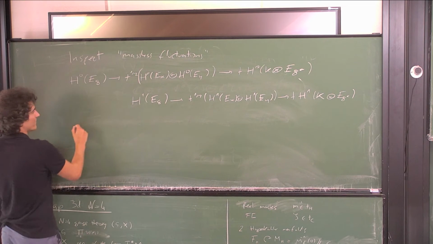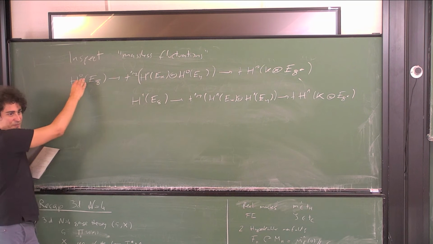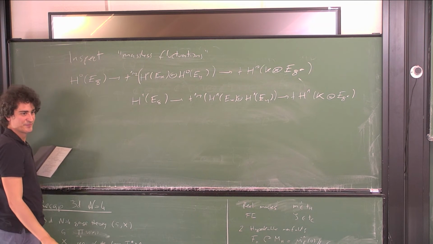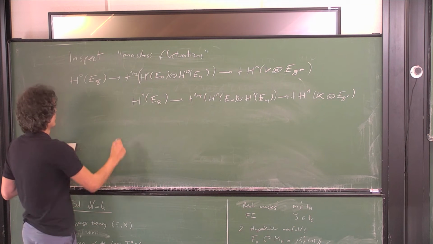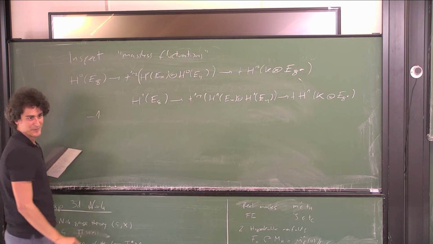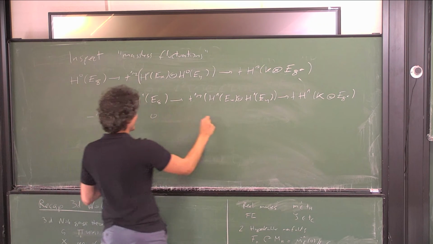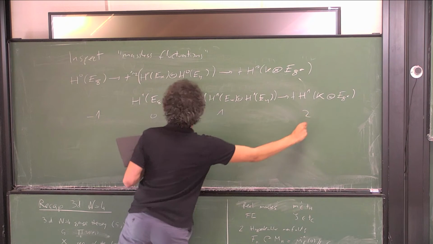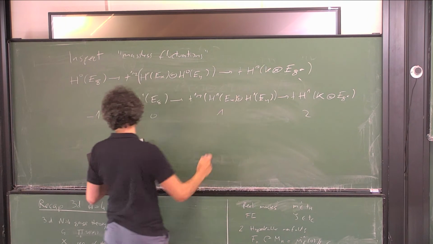Can you just say again what is this EG? It's the bundle associated to the Lie algebra. Okay, I see. I said it, but maybe too quickly. And the cohomological degree of this thing is this, where the one is here.